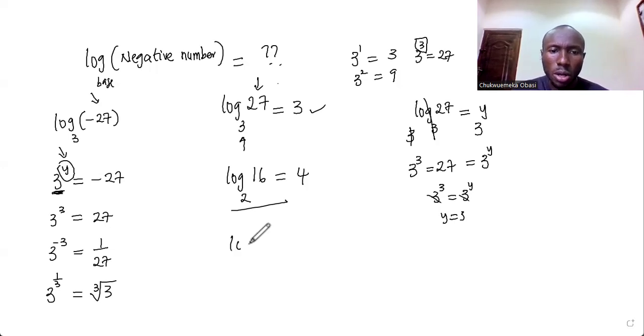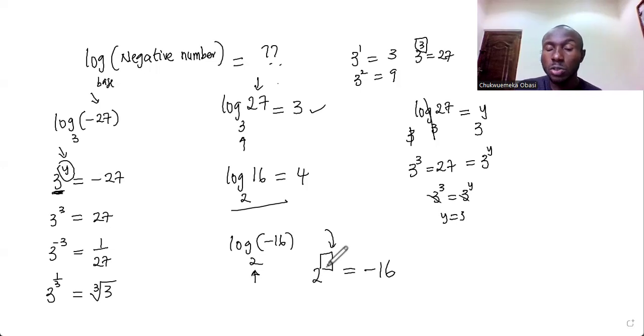Let me share another example. If we have log minus 16 base 2, is there any number you can raise the base to so you get negative 16? In other words, 2 raised to what number will give us minus 16? Can we find such a number? It's not possible, guys. So because of that concept, we can now come to a conclusion that it's not possible to get the logarithm of a negative number.